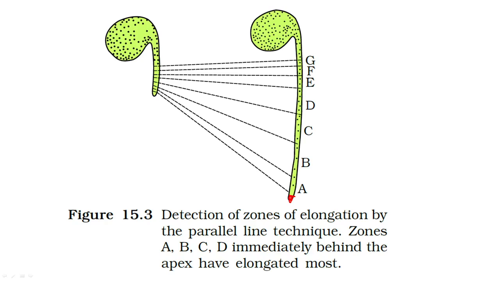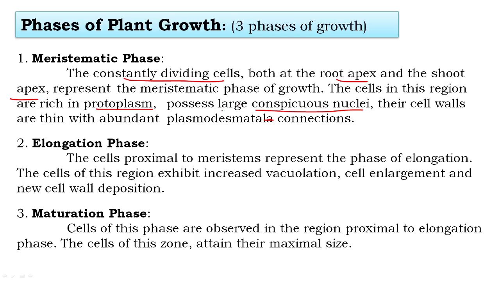And it consists of meristematic cells, and meristematic cells are constantly dividing. So a, b, c, d are the cells that are dividing. The cells proximal to the meristem, the cells just adjacent, represent the phase of elongation, right?